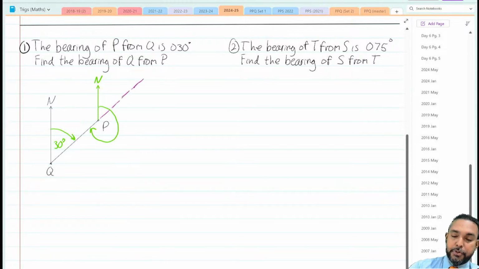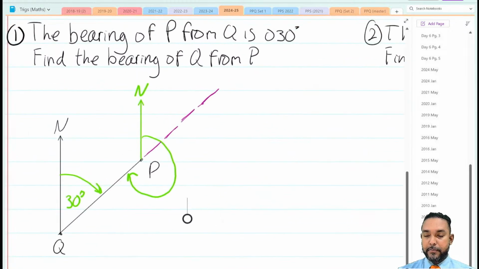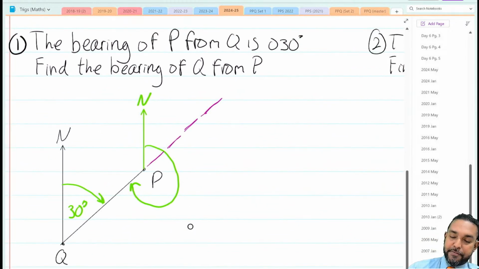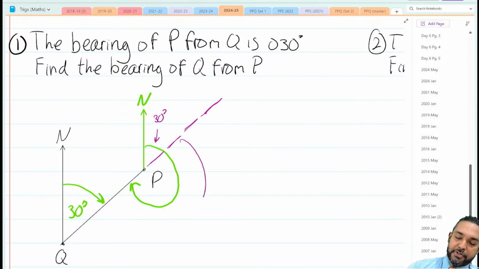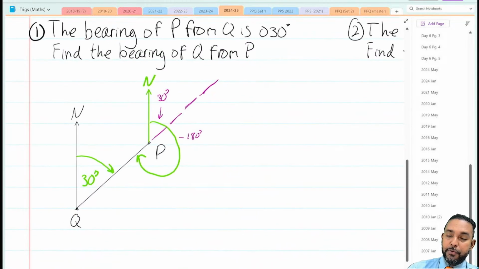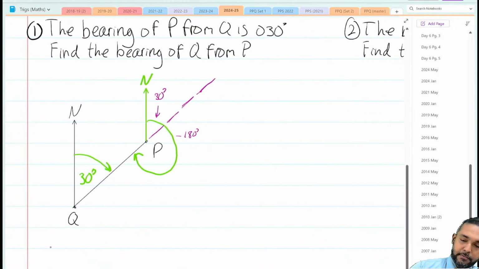Right? And in so doing, what have we done? We've created this kind of F angle thing where this angle here and this angle here are equal. So it means that this piece here is, and because this is a straight line, the angle on it is 180. So the bearing of Q from P is equal to, correct.